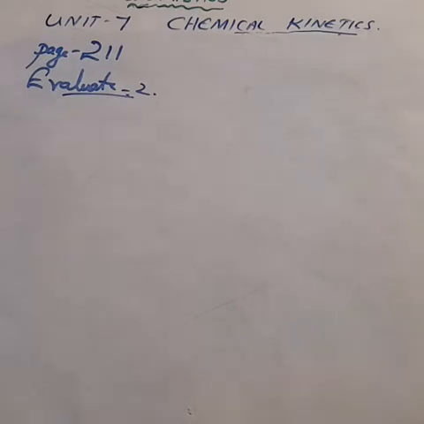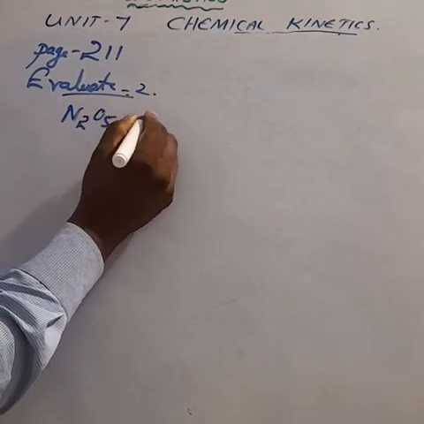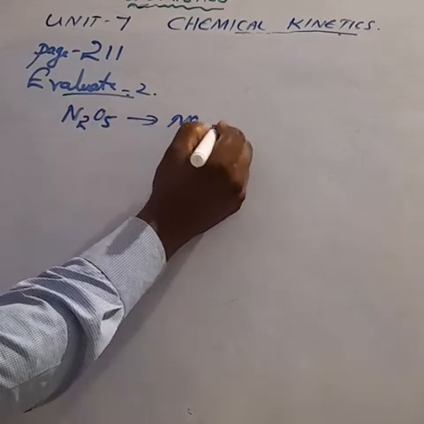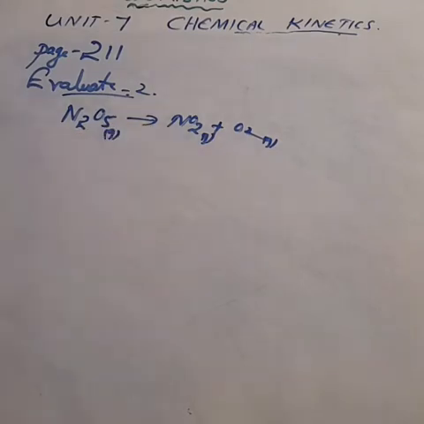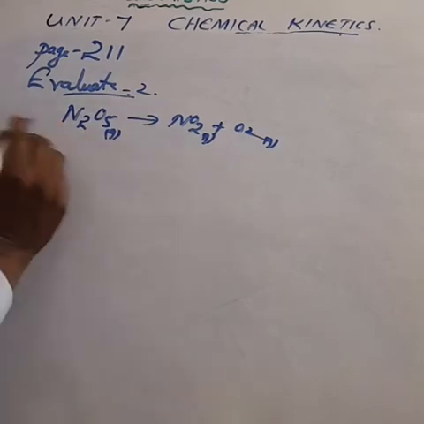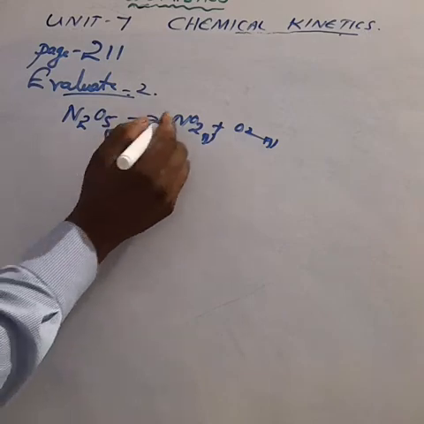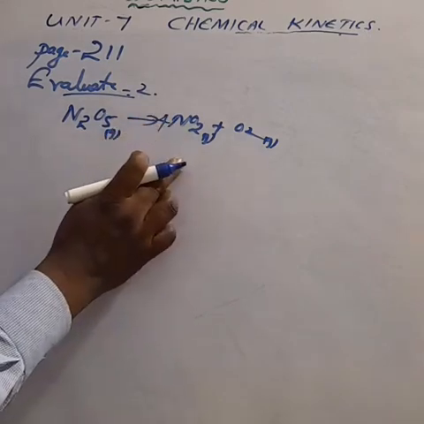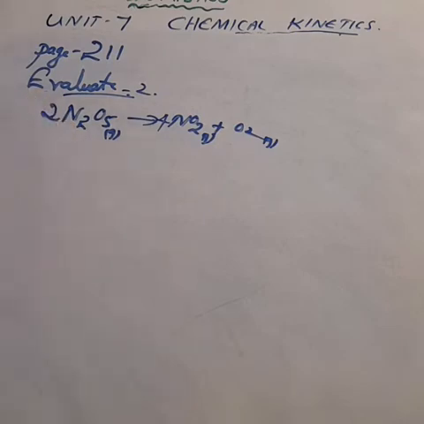You have to write the decomposition reaction: N2O5 gives NO2 plus O2, all in gaseous state. So we have to balance the equation first. Here there are 2 nitrogen, but oxygen is not balanced. So on the product side, make it 4 NO2. Now on the reactant side, 2 N2O5. Now the equation is balanced.